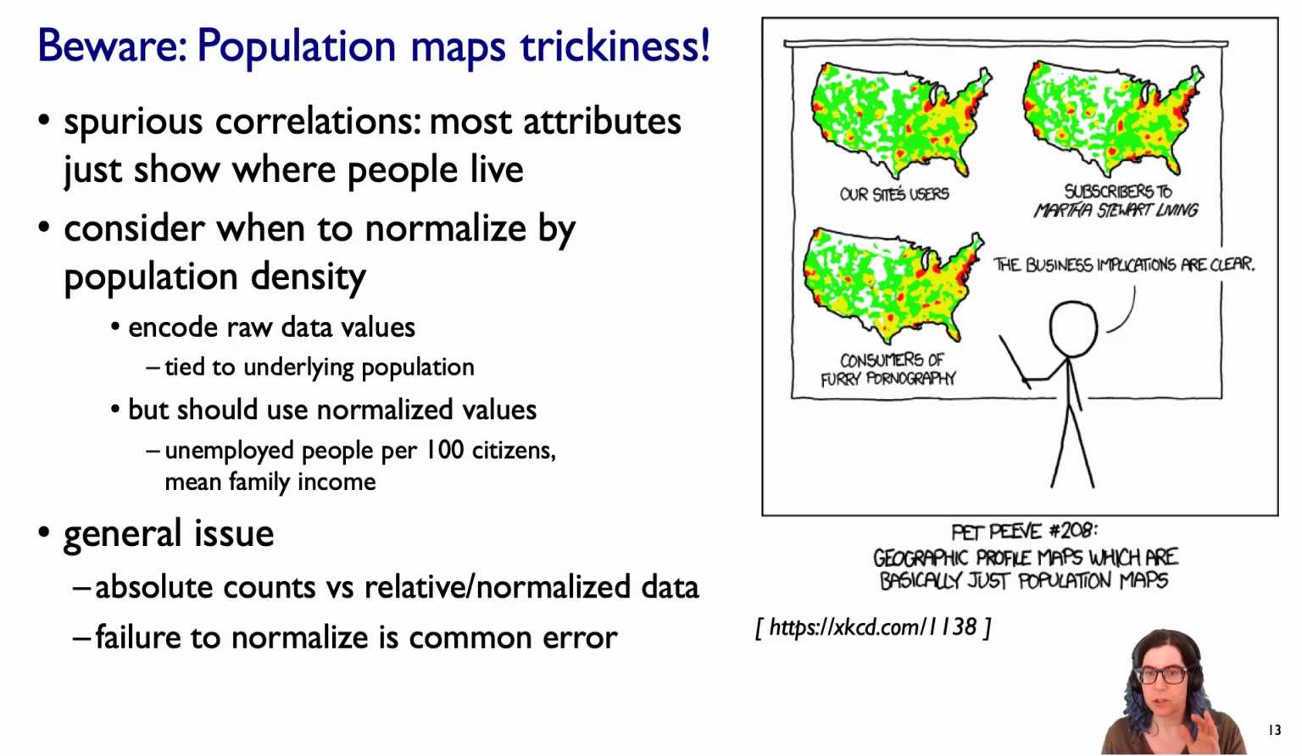Now, this is not just an issue about choropleth maps or even just about maps. In general, the question of when should you use absolute counts versus when should you do some sort of normalization so you're seeing relative proportions, this is intrinsic to a lot of visualization design decisions. And the failure to normalize is a very common error. So it particularly hits people with choropleth maps, but be aware of this in general in visualization design decisions.